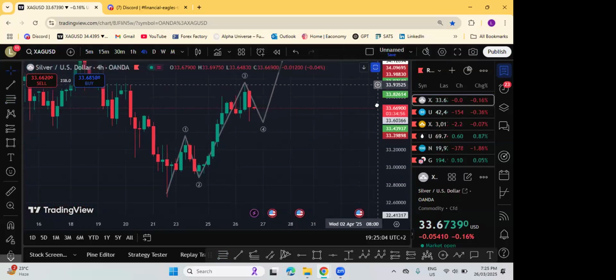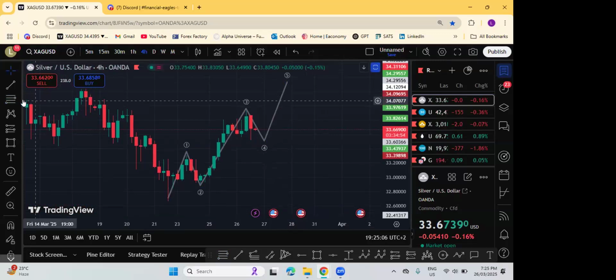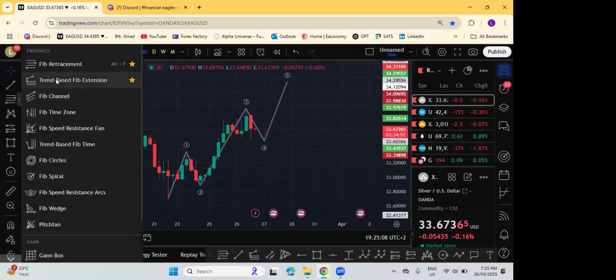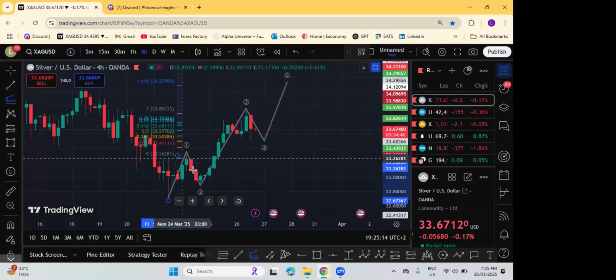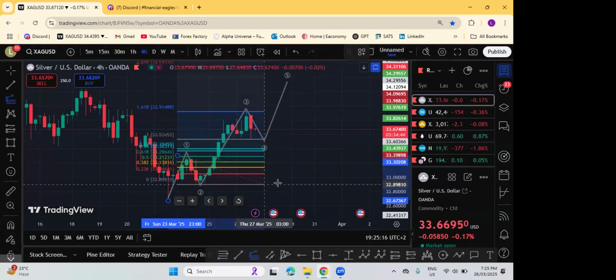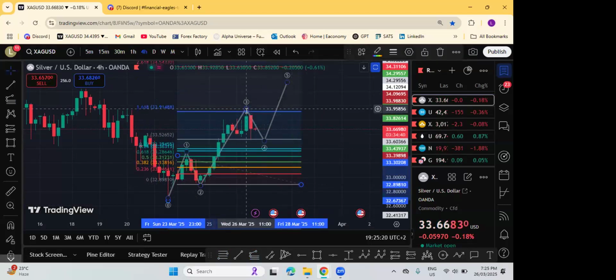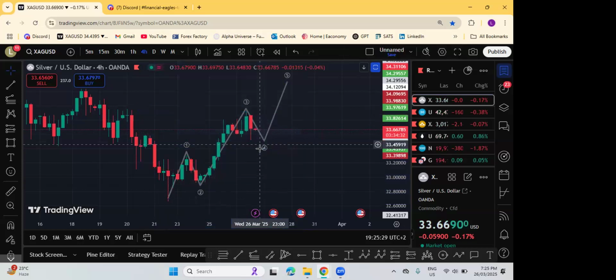And if I want to measure wave 3, I'll be using the trend-based Fibonacci extension, starting from 0 until 1. I press it and then I drag it down and extend it to see how much wave 3 has reached, and it has reached 1.618. Then this Elliott wave is valid. So now expecting to move down for wave 4.